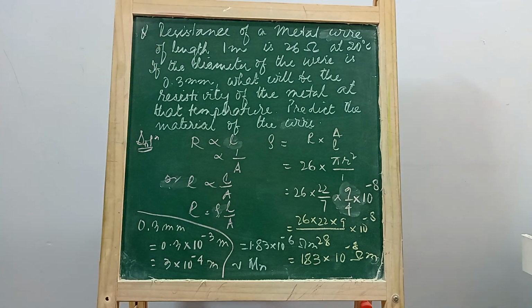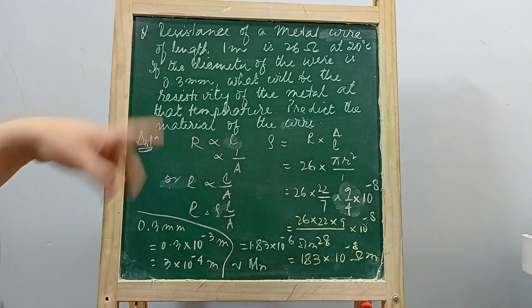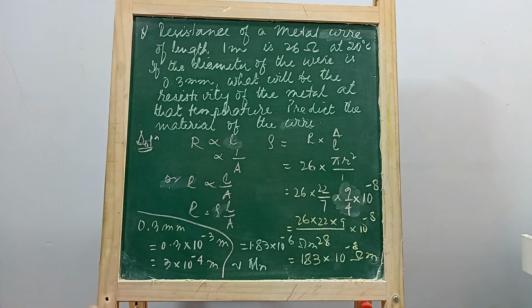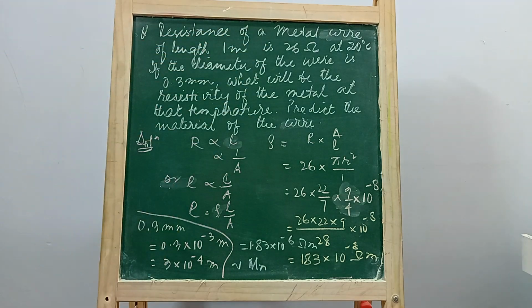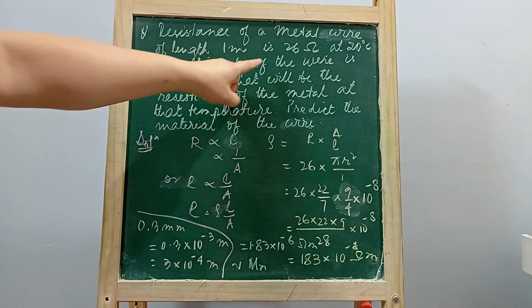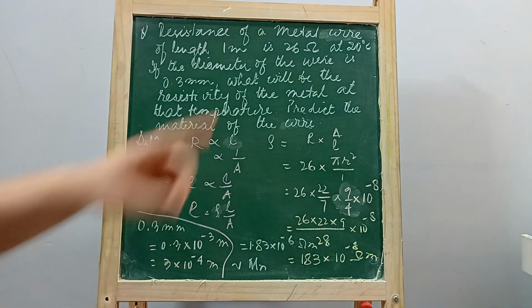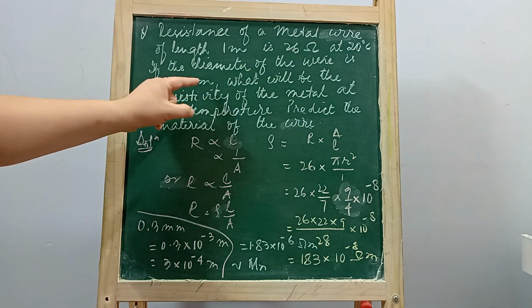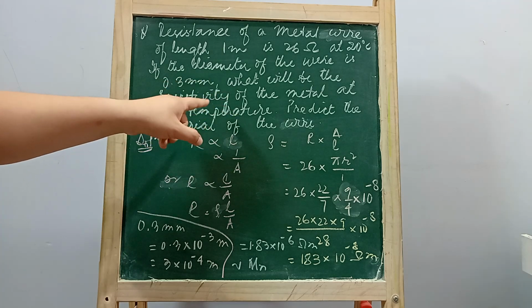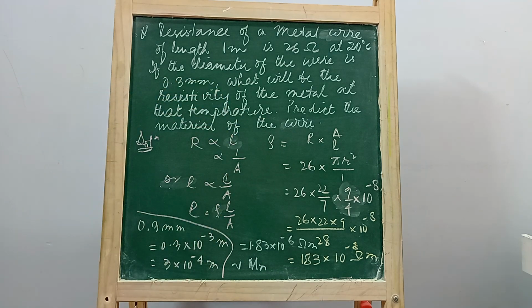Let's study a numerical problem related to resistivity of a material. The question says the resistance of a metal wire of length 1 meter is 26 ohms at 20 degrees Celsius. If the diameter of the wire is 0.3 millimeter, what will be the resistivity of the metal at that temperature? Predict the material of the wire.